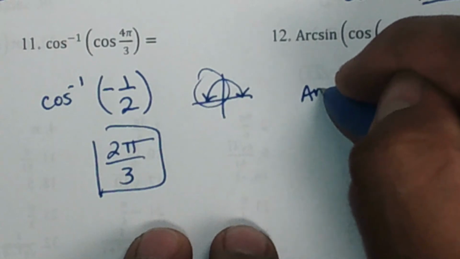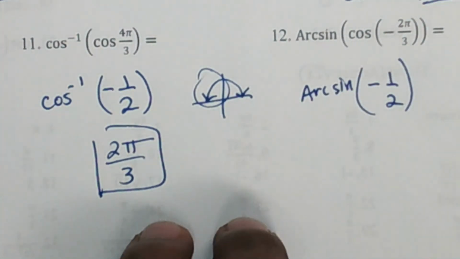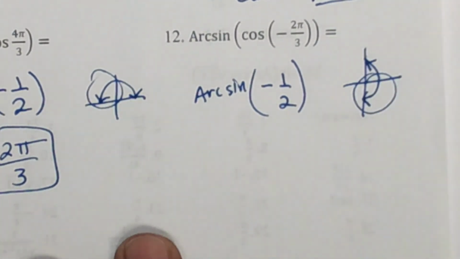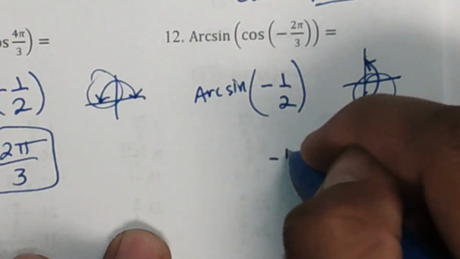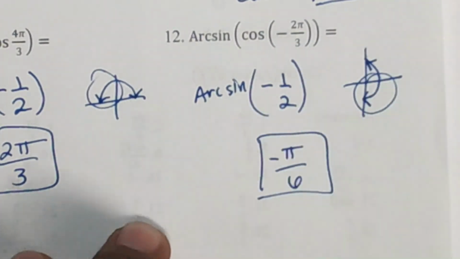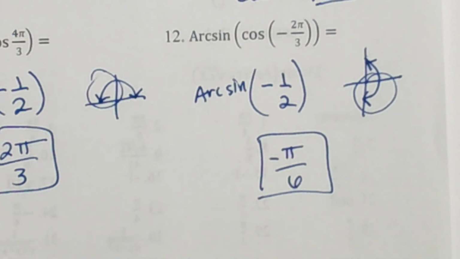Then we're asking what angle gives us arc sine of negative a half. Well, arc sine or sine inverse is the side rainbow. And since it's a negative 1/2, it's down here. So where down there is our y value negative a half? Well, negative pi over 6. Not 11 pi over 6, but negative pi over 6, because our range has to be from negative pi over 2 to positive pi over 2.